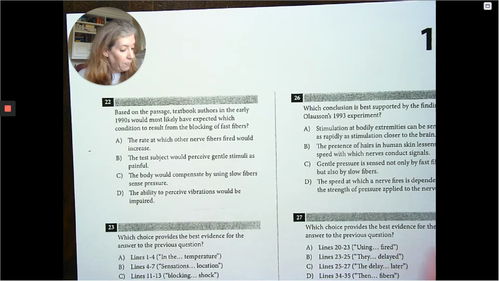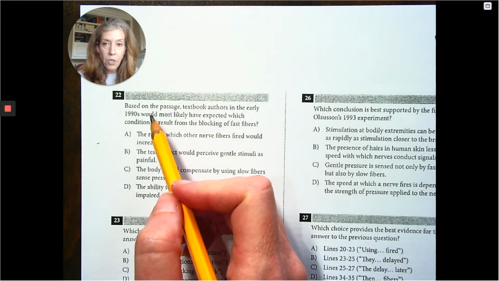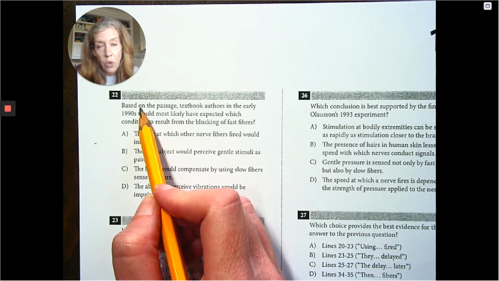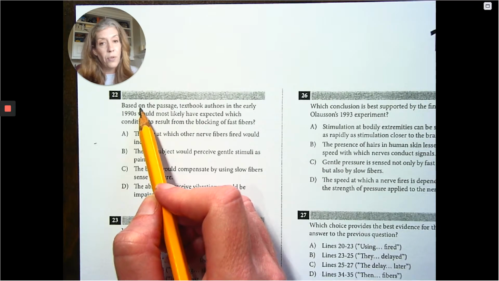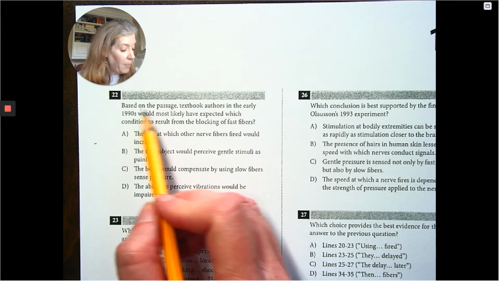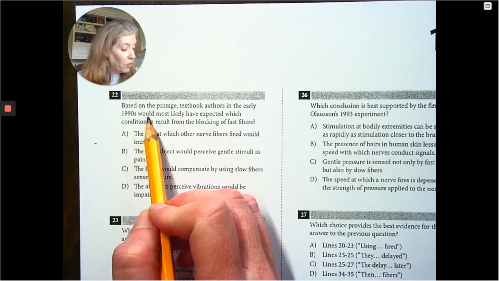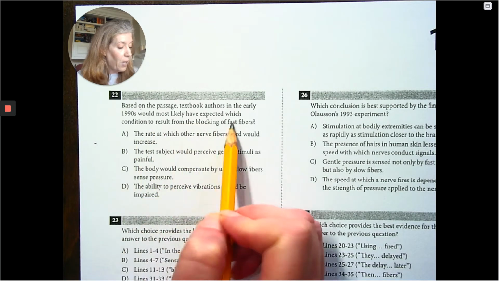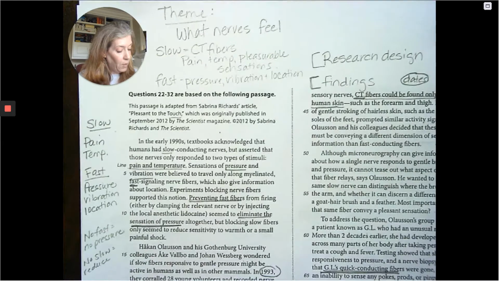And number one, based on the passage. So this is based on the passage, meaning you could go back to the passage and find it. Factual question. We're hopefully not going to be going back to the passage. Based on the passage, textbook authors in the early 1900s would most likely have experienced which condition to result in the blocking of fast fibers? We have that there. No fast, no pressure.